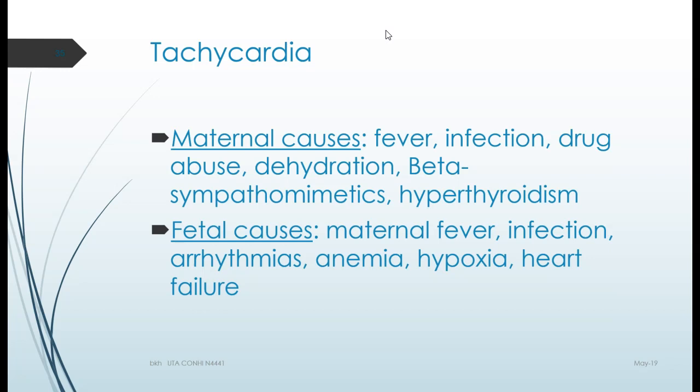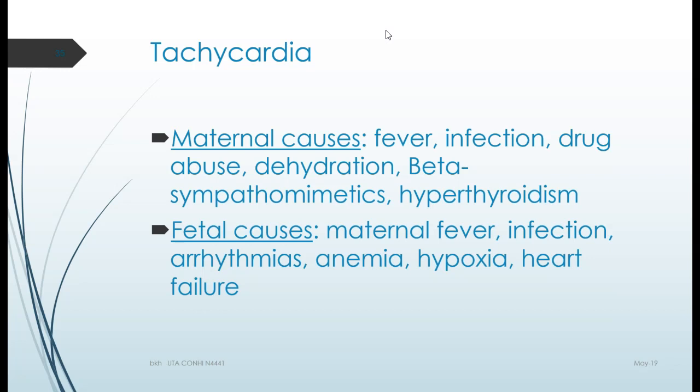If mom is on medications called beta sympathomimetics, then that can increase mom's heart rate and the baby's heart rate. And one of the drugs that we use frequently in OB that would cause this is a drug called terbutaline. You'll find that on your antepartum prep sheet in your meds. We use that to treat preterm labor. And then if mom has got hyperthyroidism, it can cause an increased heart rate in our babies.